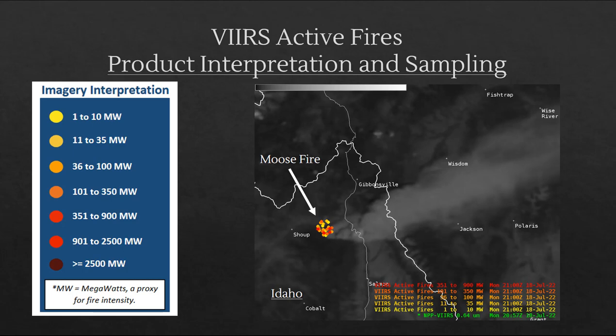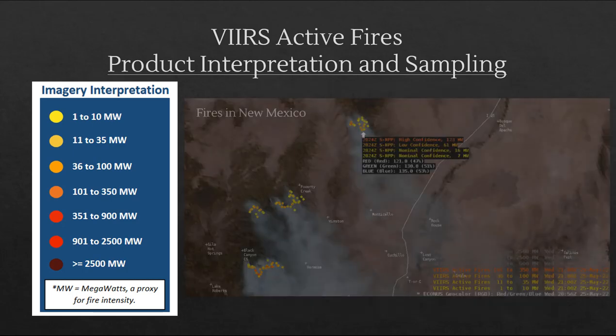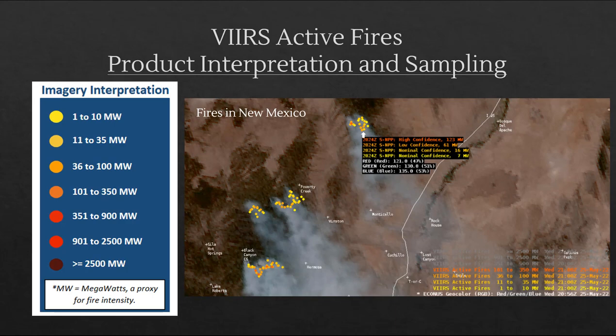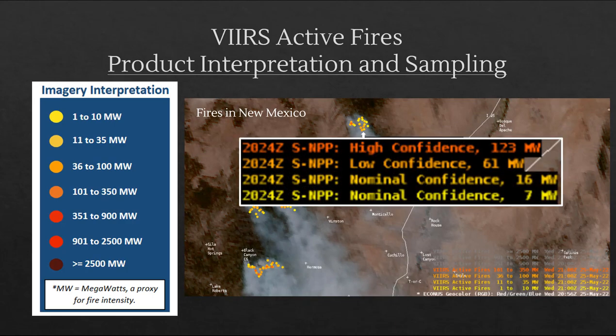Now, 2 product examples are shown of the Moose Fire in Idaho, shown here, and fires in New Mexico. To sample the product in AWIPS, right-click on the fire pixels and select Sample. The corresponding product attributes will appear: the timestamp, the satellite where the data came from, the fire confidence interval, low, nominal, or high confidence, and the FRP expressed in megawatts.